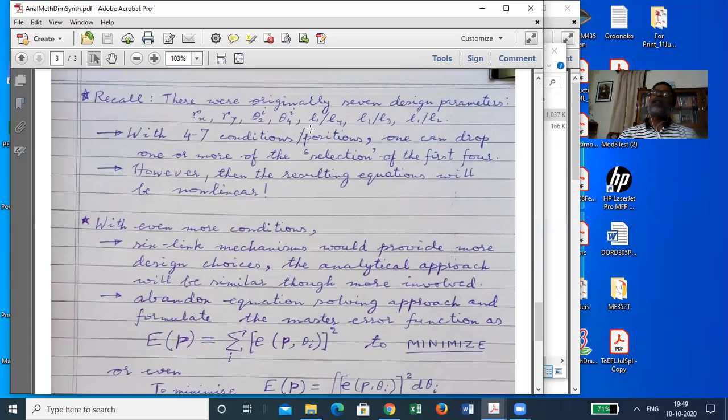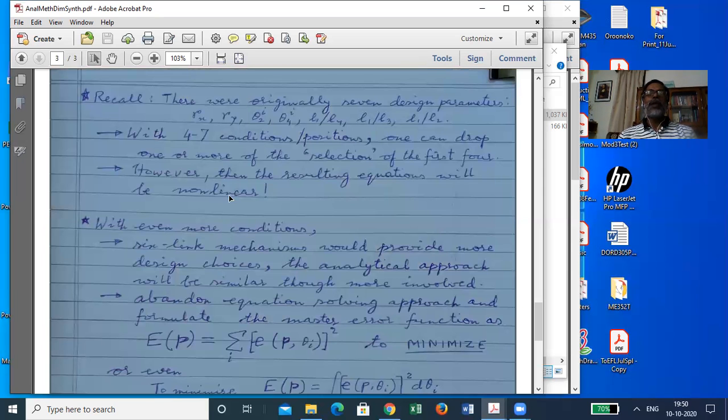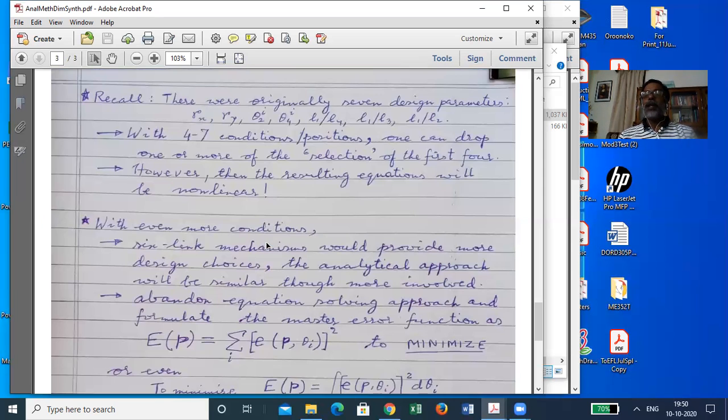Now then, somebody says that I am not satisfied with even 7 conditions. I want a very good function, more than 7 conditions, and I want to explore what best I can get. Okay, so with even more conditions, with 4-bar mechanisms, more than 7 conditions cannot be satisfied. We have seen this earlier. Okay. So we go for 6-bar mechanism, which has more design parameters. So more design choices. The analytical approach will be similar to whatever we have done. But it will be more involved. But it can be done.